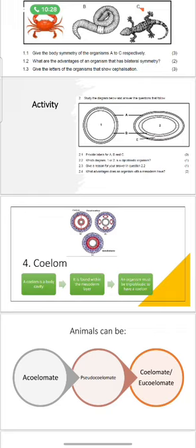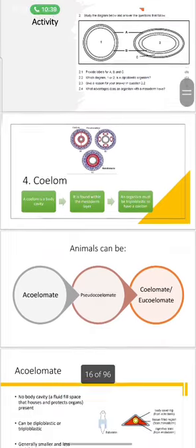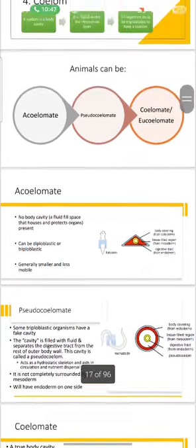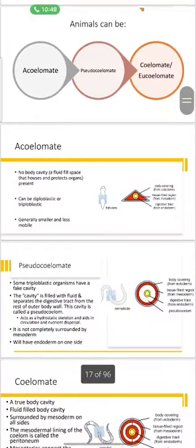And then coelom. Coelom is a body cavity. It is found within the mesoderm layer, and an organism must be triploblastic to have a coelom. So animals can be acoelomate, pseudocoelomate, or eucoelomate. So, acoelomate. This means they have no body cavity.